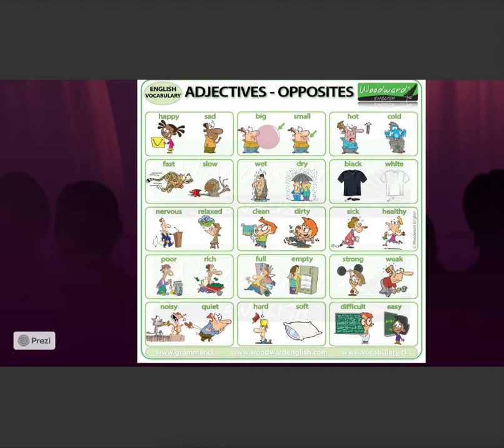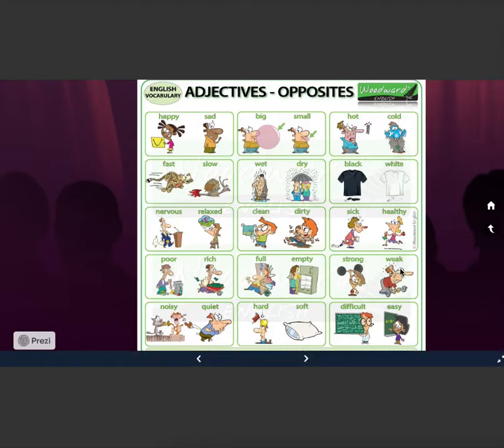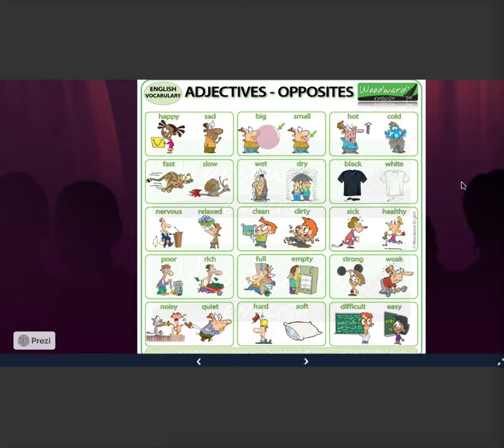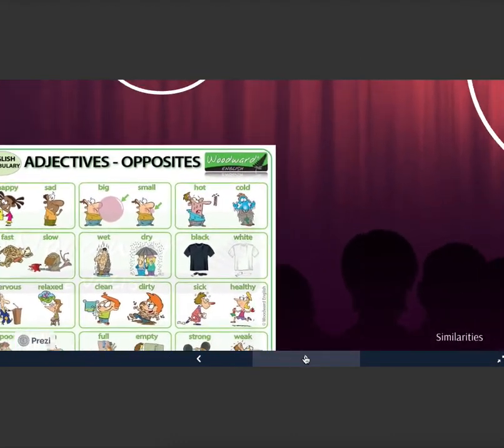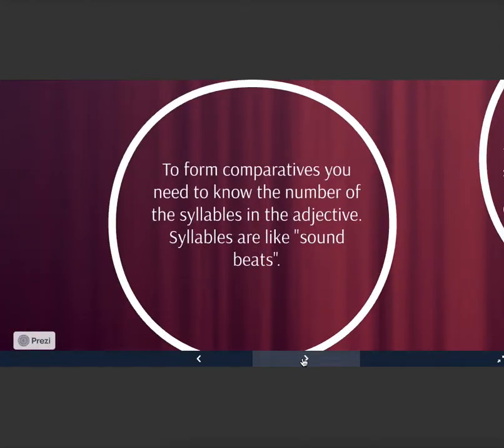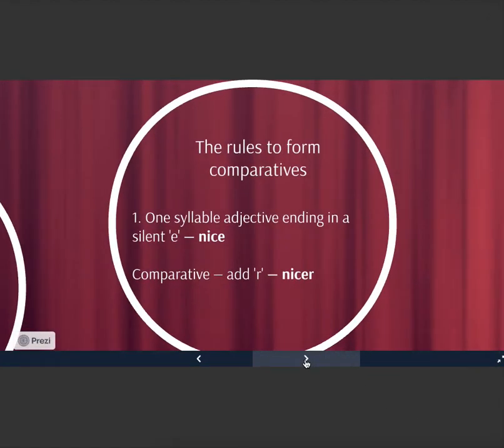How many syllables do you have in weak? For example, weak. 2. Weak. No, it is not weak, it's weak. 1. Weak. 1. 1. Very good. 1 syllable. So in the case of comparatives, guys, you have to take into account the number of syllables to know how to make it. Okay? So we are going to begin checking how can we build these syllables. How can we make the comparative form? So let's begin with the rules. The rules to form comparatives.